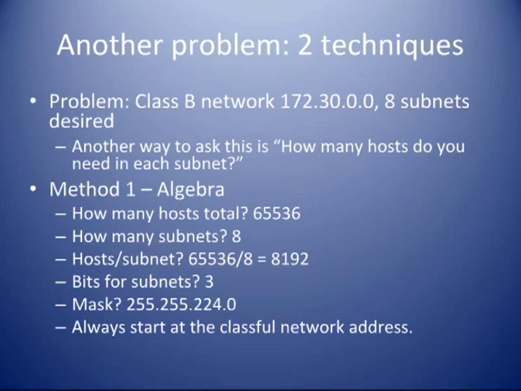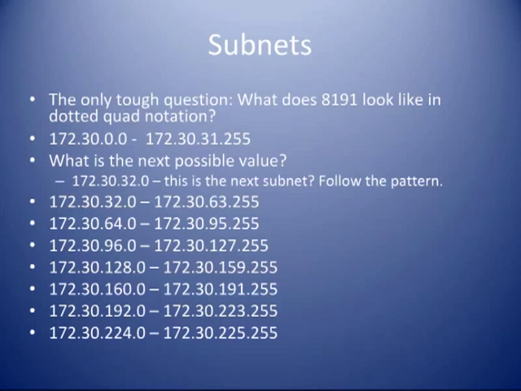So, the only really tough question in a problem like this is, wow, it's a dotted quad notation. We've got 4 bytes of addressing, and we know that 1 byte is 256 possible values. Well, what the heck does 8,191 look like in dotted quad notation? Not binary, dotted quad notation. And the reason I picked 8,191 is because remember that our range starts at 0. So we start with 0 and go to 8,191 for a total of 8,192 possible addresses. If you convert 8,191, you would get a whole bunch of 1s. And you convert that back to base 10 numbers, and our range of addresses, in this case, is 172.30.0.0 to 172.30.31.255.